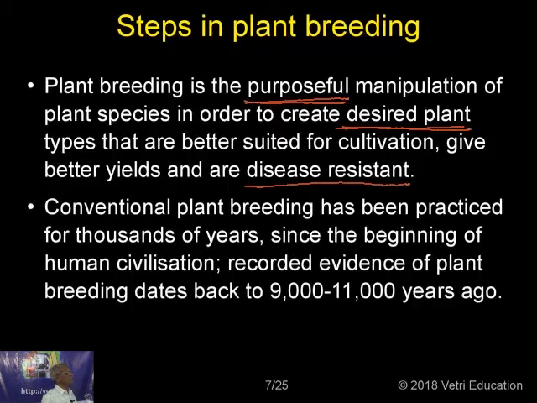See, conventional plant breeding has been practiced for thousands of years. Since the beginning of human civilization, recorded evidence of plant breeding dates back 9,000 to 11,000 years. A beautiful statement. See, initially man, before this period, say about 15,000 years back or even older, 20,000 years back, he was only a hunter-gatherer. The evolution of man is a beautiful topic in biology or human studies. Now, before that time, he was only what is known as a hunter-gatherer.